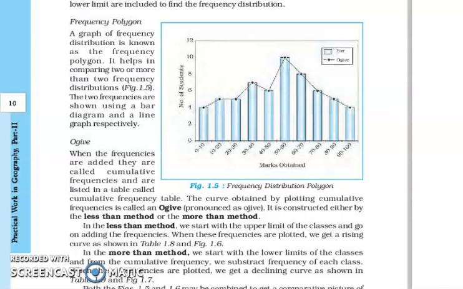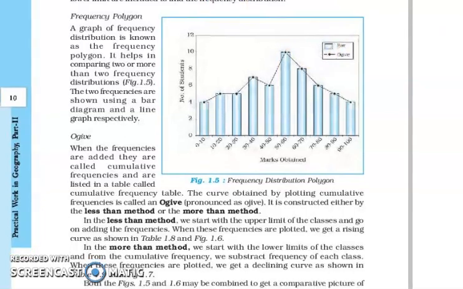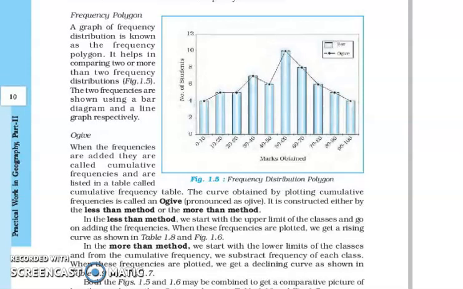Students, today we are going to discuss the frequency polygon. Already we have discussed in the previous classes about the frequency distribution. Now the frequency polygon is related to the topic of frequency distribution only. You all know how to do the frequency distribution. So a frequency polygon is a graphical representation of the frequency distribution. A graph of a frequency distribution is known as a frequency polygon.